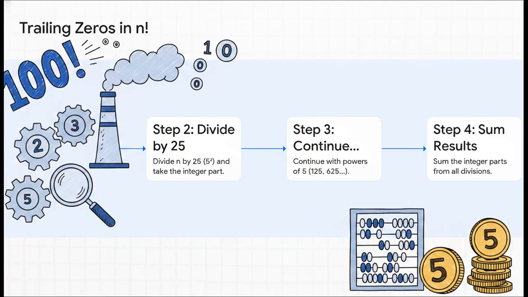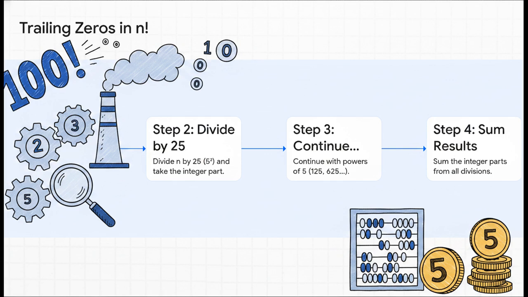Okay, our final key is for a very specific but very cool problem: finding how many zeros are at the end of a huge factorial. A factorial is just a number times every whole number smaller than it. So for something like 100 factorial, the secret isn't about counting tens, it's about counting the prime factor 5. You see, every 5 pairs up with a 2 to make a 10, and that gives you a 0. And since there are way more 2s than 5s, the 5s are the limiting factor.